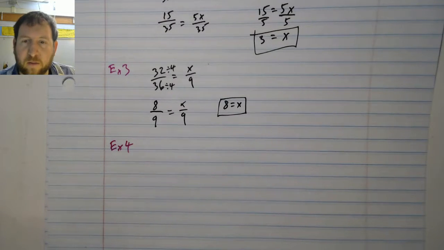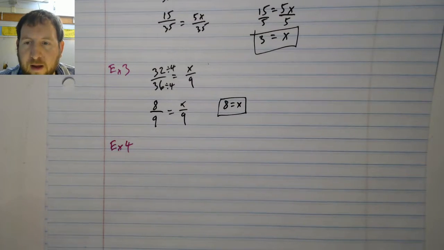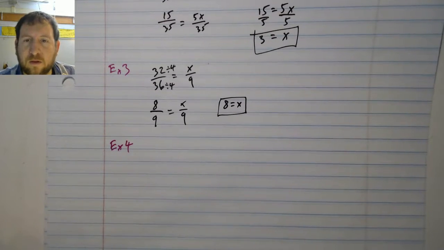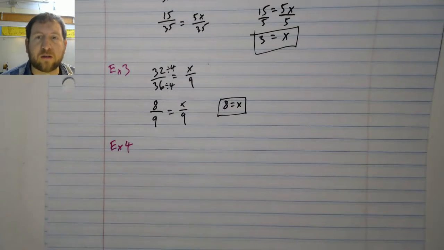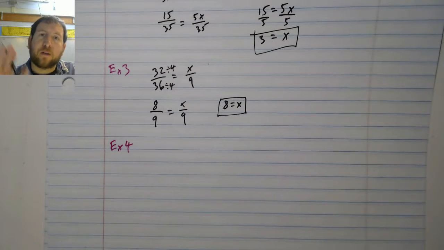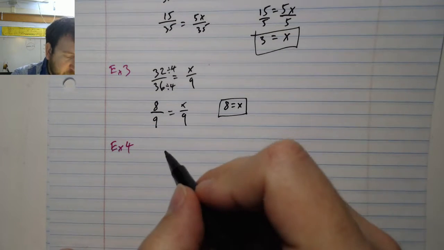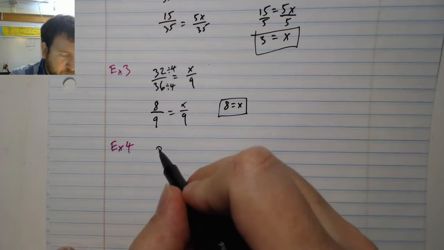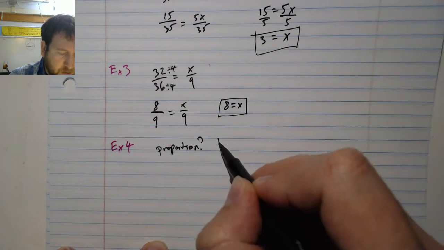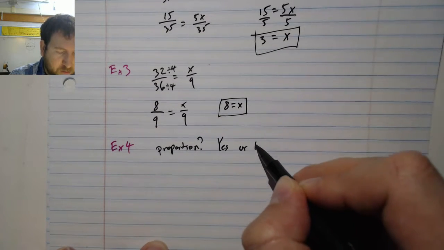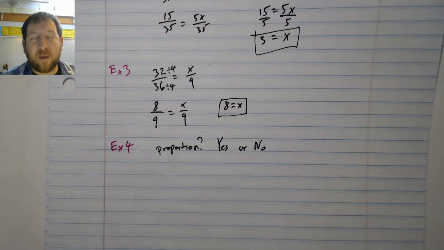Let me check the homework and make sure that there's not any that I need to solve. Sometimes you may need to decide whether a proportion is true or not. Recall that a proportion needs to be equal. So I would say proportion, yes or no. And it'd be easy for me to check.